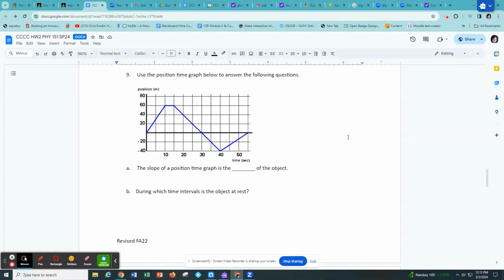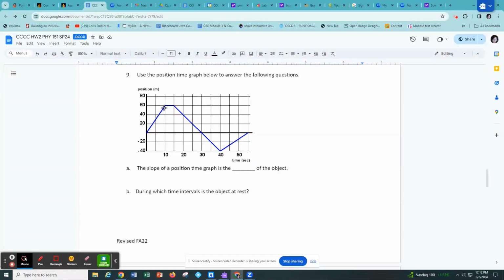So there are two different types of graph. There's the XT graph, which is position in meters over time. So when you think about the slope, slope is your rise, meters, divided by your run, seconds. Those are the units of speed. So on a position graph, slope is your velocity or speed.